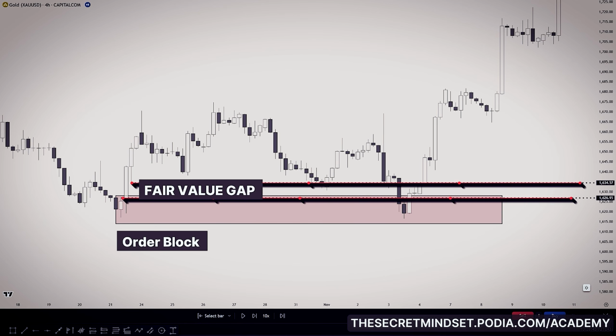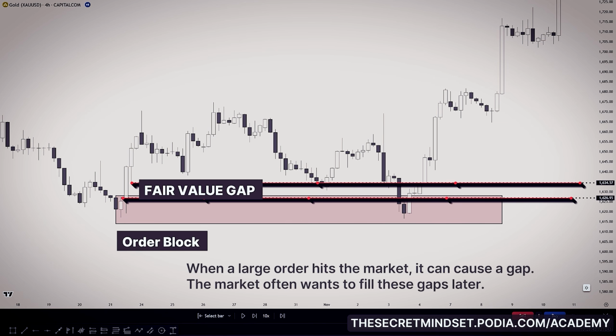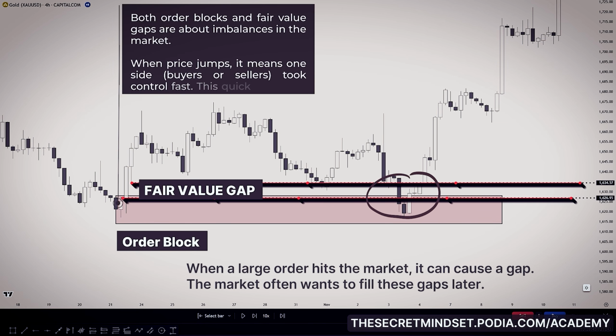They show where big players made moves. When a large order hits the market, it can cause a gap. And the market often wants to fill these gaps later. Both order blocks and fair value gaps are about imbalances in the market. When price jumps, it means one side, buyers or sellers, took control fast. This quick move can leave some trades unfilled.